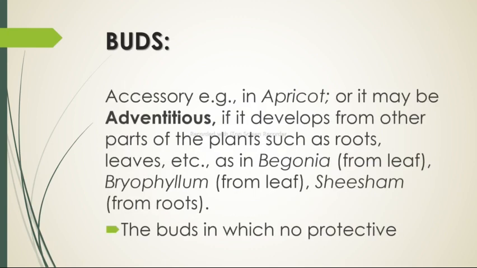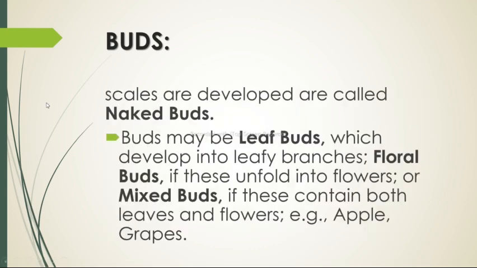The central one is called the accessory, for example in the apricot, or it may be adventitious if it develops from other parts of the plants, such as the roots, leaves, etc., as in the begonia from leaf, and bryophyllum from leaf, and shisham from roots. The buds in which no protective scales are developed are called naked buds. The buds may be leaf buds, which develop into leafy branches, and floral buds if these unfold into flowers, or mixed buds if these contain both leaves and flowers, for example in apple and grapes.